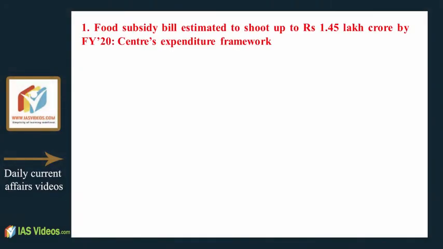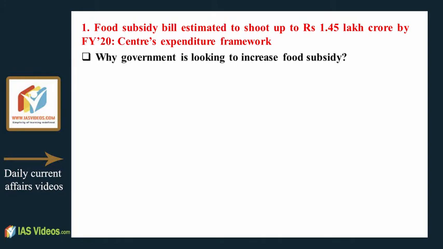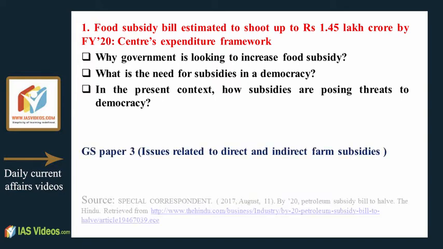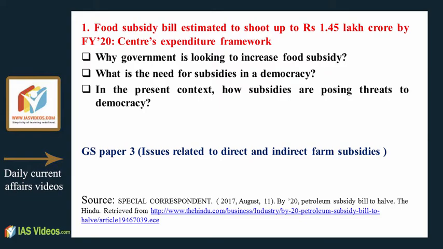Food subsidy bill estimated to shoot up to Rs 1.45 lakh crore by financial year 20, Centre's expenditure framework. Why is the government looking to increase food subsidy? What is the need for subsidies in a democracy? In the present context, how are subsidies posing threats to democracy? GS Paper 3, issues related to direct and indirect farm subsidies.